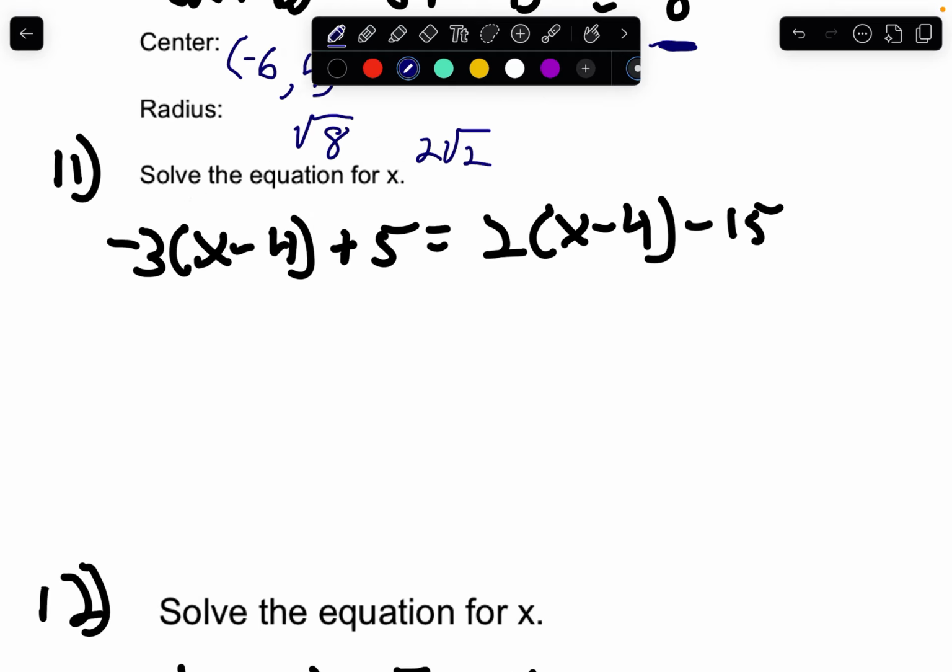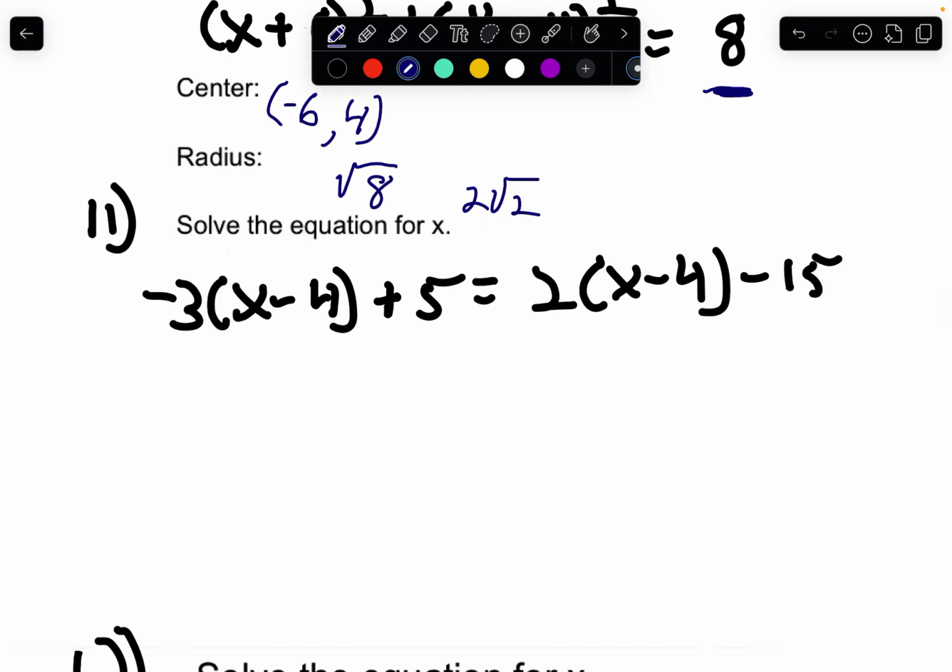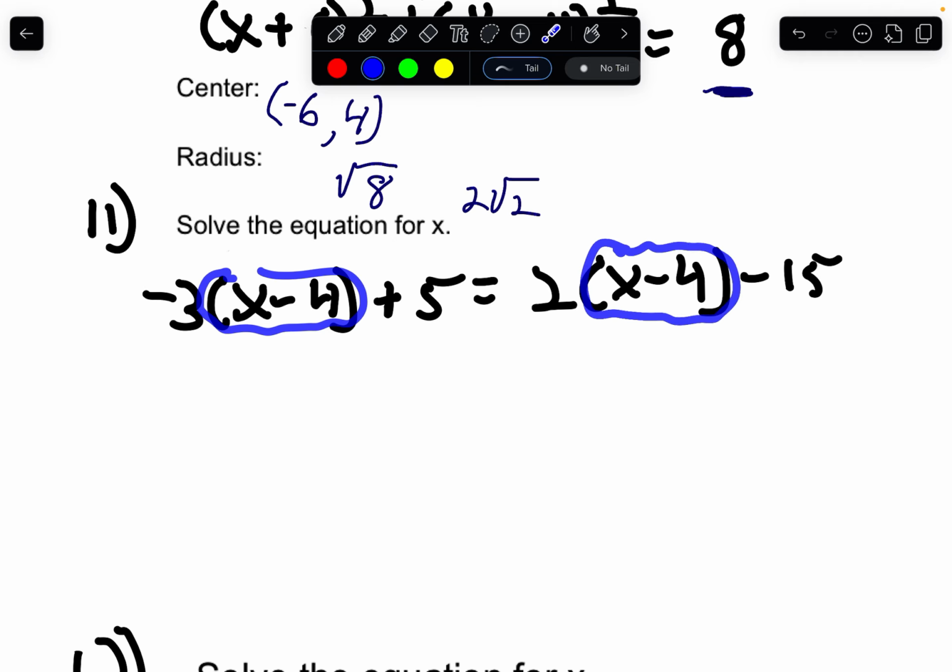So we're continuing on. The next one is solve the equation for x. Notice this is a simple linear equation, relatively simple. All right. I want to point out you could notice that this is x minus 4 and that's x minus 4. That, if you notice it, will save you some time because they are the same. So I'm going to use that fact and add.